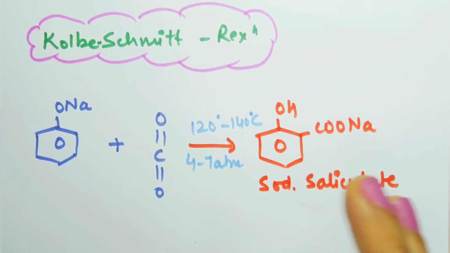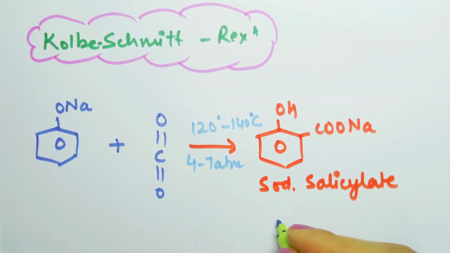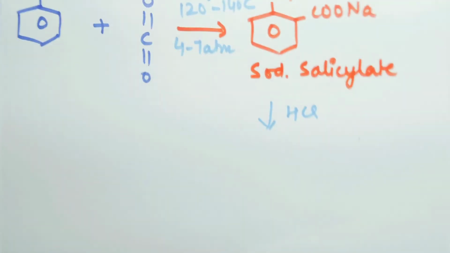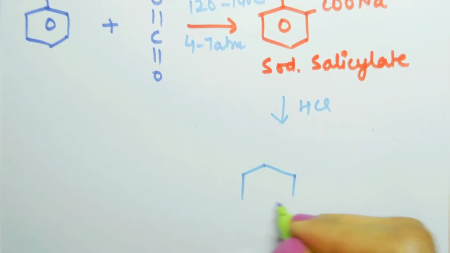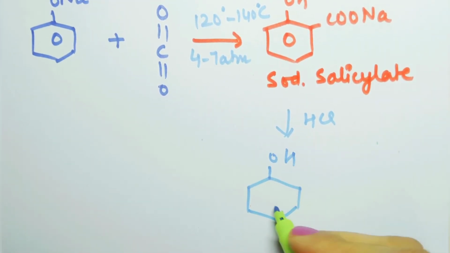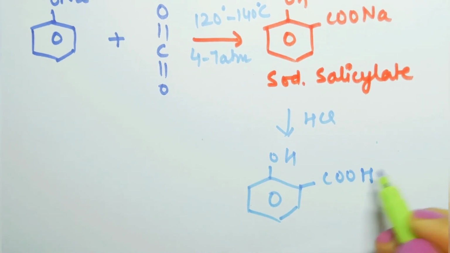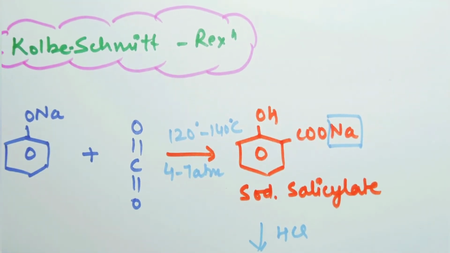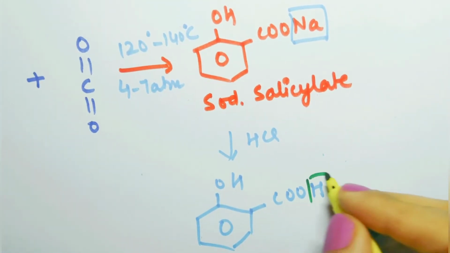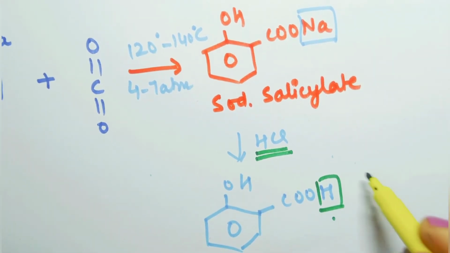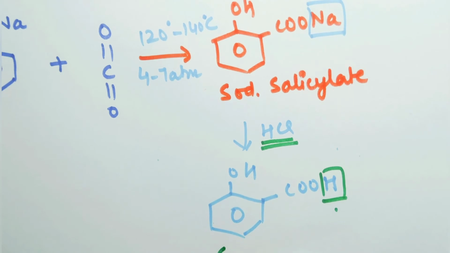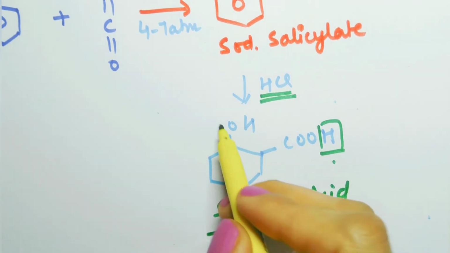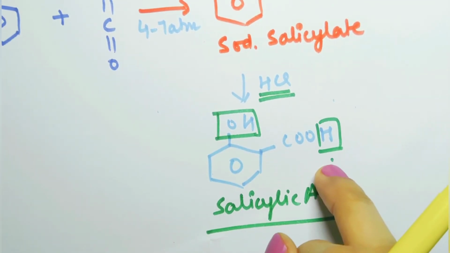Okay, this sodium salicylate undergoes acidification. When we are talking about acidification, that means we are using an acid, and on the acidification it results in formation of OH and COOH. See the difference between these two. There is ONa, here we are having H, here we are using HCl. So removal of NaCl, H will be there. So here we are having our product, that is salicylic acid, or we can say ortho-hydroxy benzoic acid.